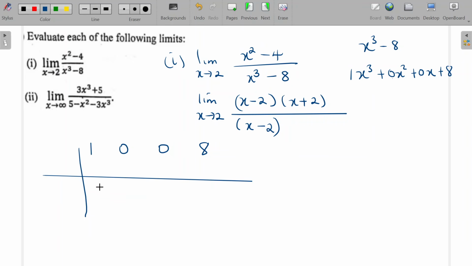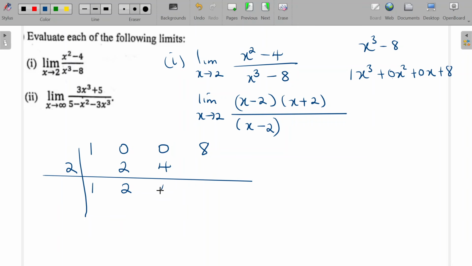Okay. Then, what is our factor? Our factor is x minus 2, meaning that it is the same as x equals 2. So our factor is 2 here. Then now, you drop the 1. Then you say 1 times 2, it will be a 2. 0 plus 2, it will be a 2. 2 times 2, it will be a 4. You add it here, you put it here.